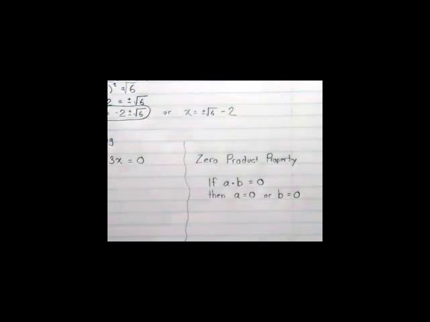But the zero product property basically just says this. If you have a product that equals 0, one of the two numbers, A or B, needs to be 0. Okay. Now, how do we apply that to this guy over here?